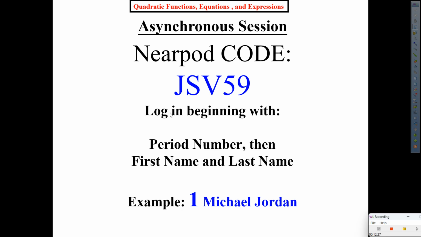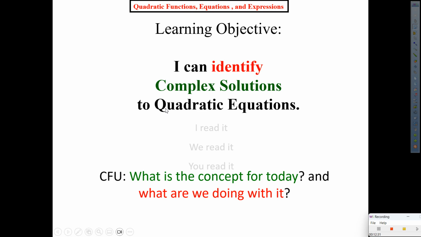Yes, Monday. All right, so get a Cornell note ready, please. It reads, I can identify complex solutions to quadratic equations.